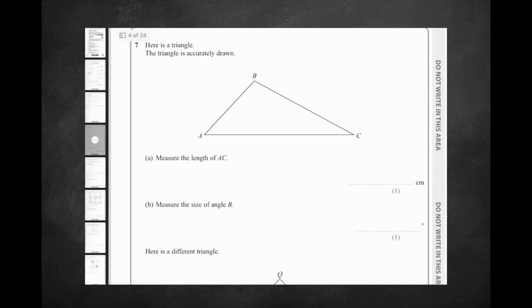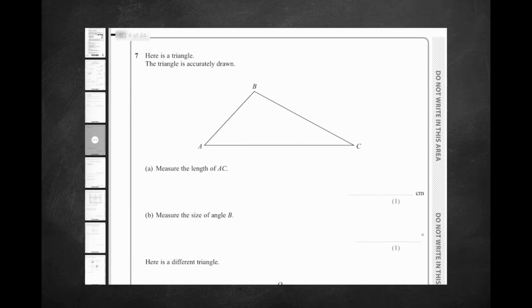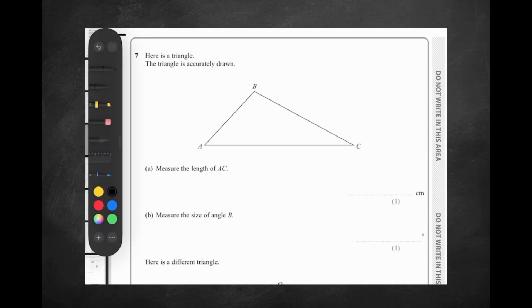On to question 7. Here is a triangle. The triangle is accurately drawn. Part A, measure the length of AC. So I'm doing this on an iPad, so I don't have a ruler and protractor that I can use that will match up against your paper, but what you'll need to do is get your ruler and line it up just here.